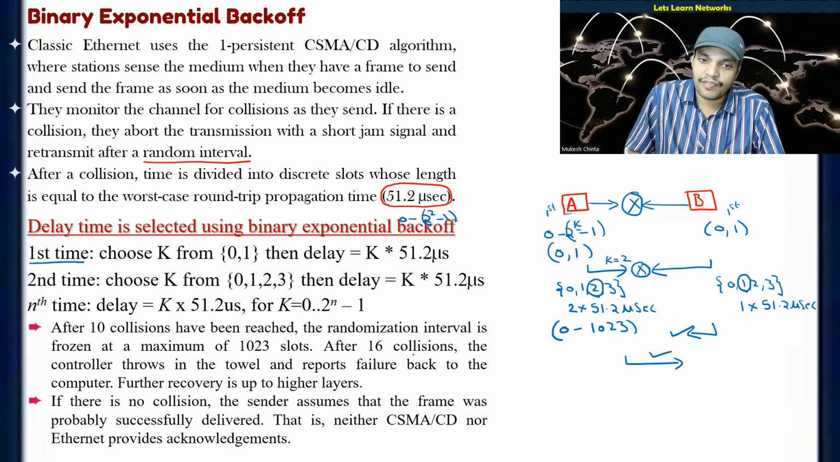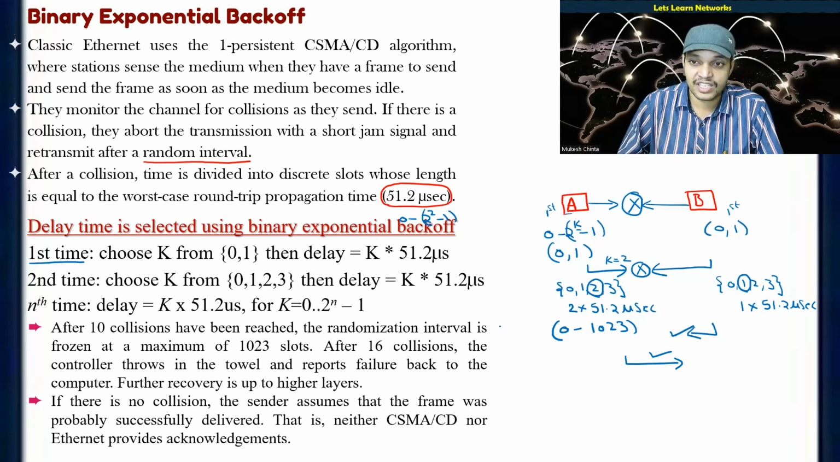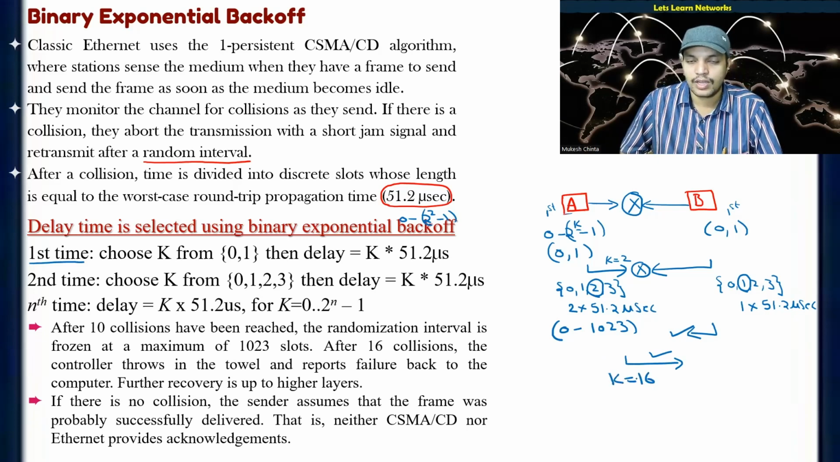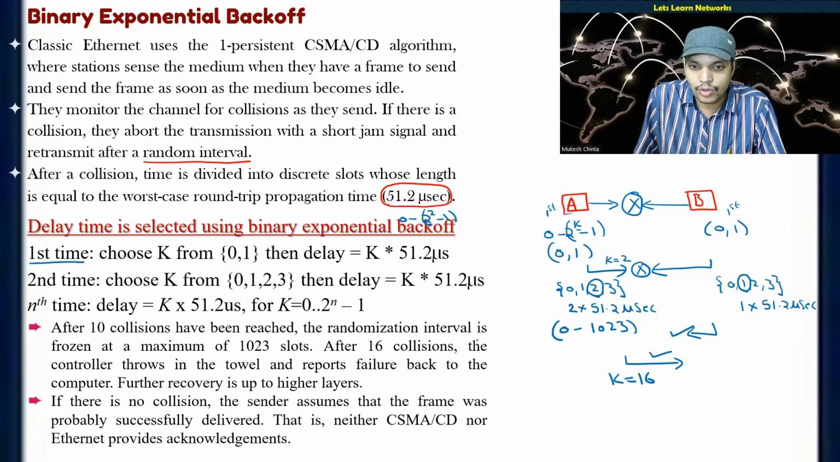And even after 16 collisions, if nothing is happening, so you tried for 16 times, that means K is equal to 16, and you are still not getting a positive response, then that means that there is some error with the cable or something else, and you leave it up to the higher layers. The data link layer will say, sorry, I can't transmit anymore, please take care of the problem. After 16 collisions, the controller throws in the towel and reports failure back to the computer. Further recovery is up to the higher layers.